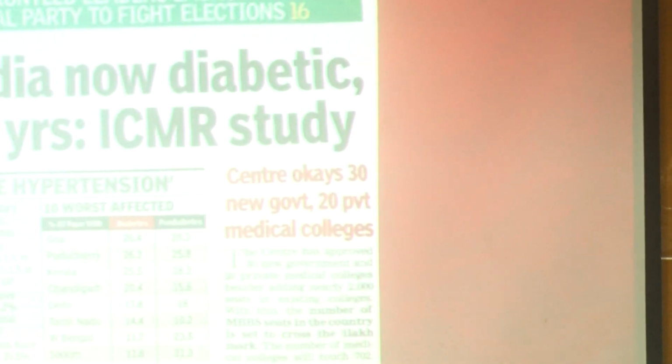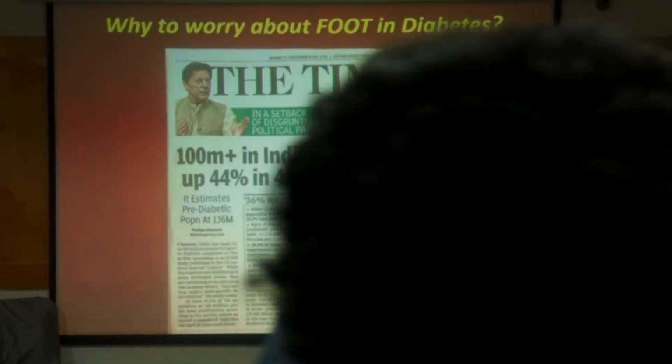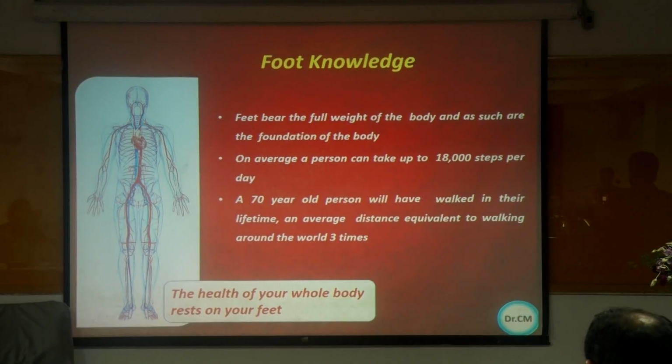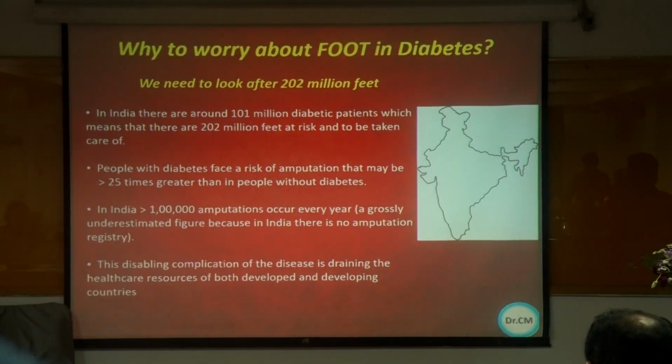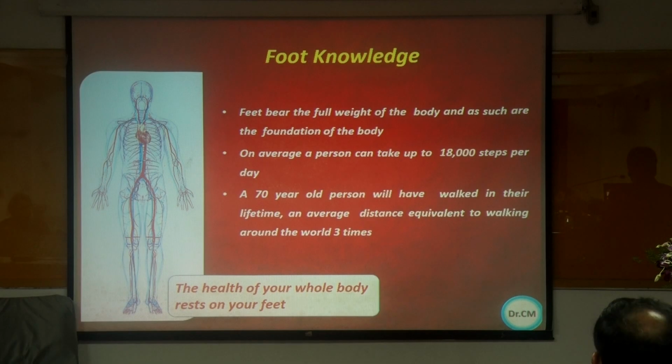So good glycemic control plays a major role in prevention of diabetic foot ulcer, one of the causes. Why worry about the foot in diabetes? Because the recent ICMR report says there are now 100 million plus diabetic population living in India. So we need to take care of 200 million plus feet in our day-to-day clinical practice. It is a major burden for most healthcare providers.